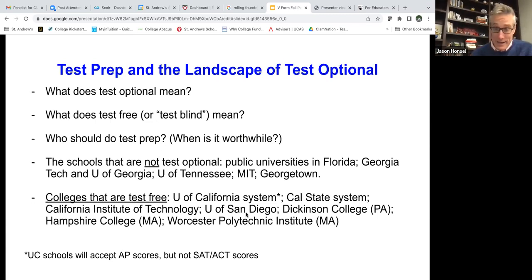I still have no idea how the UC system is able to read applications without testing, but they've been doing it. And then some other schools you can see on that list that are test free, which means they won't even consider the score. But again, these are lots of questions where we will work individually with students and families and make sure we figure out what the best plan of attack will be for testing and test prep.